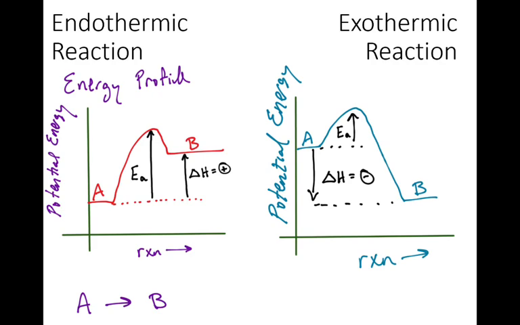So we want to be able to find these activation energy barriers for different reactions, and eventually we would compare them with each other. So if you looked at one reaction that had a really high activation energy barrier, that one's probably going to be slower than a reaction with just a really small activation energy barrier, as long as everything else is basically the same.